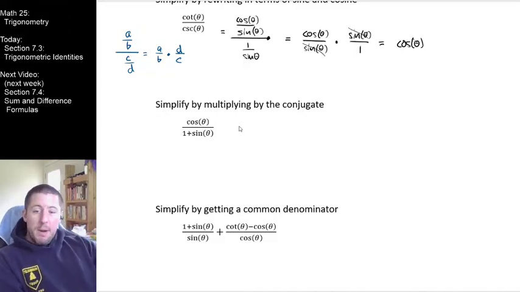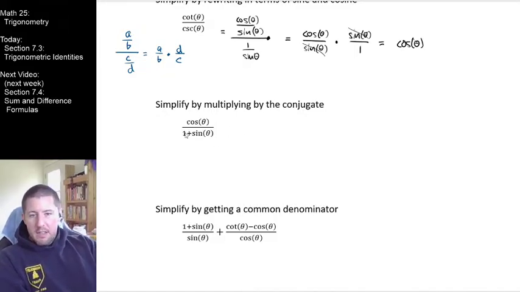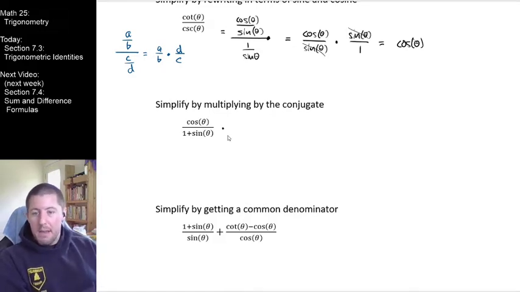So what I'm going to do is multiply this by the conjugate of 1 plus sine. This is going to be a fancy multiplication by 1. Remember that anytime you multiply anything by 1, you are not changing its value. So any version of 1 you want to multiply by, you're welcome to do that, and it's not altering the value of the expression. In this case, I'm going to multiply by a fraction where both the numerator and the denominator are going to be the conjugate of 1 plus sine of theta.